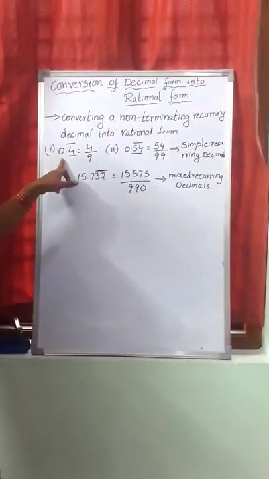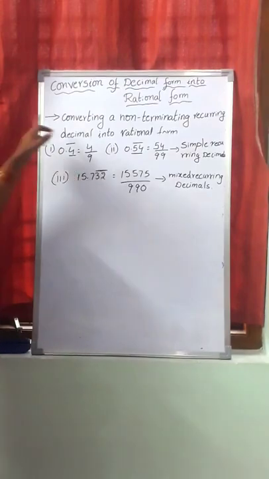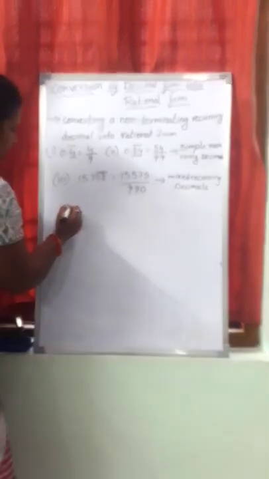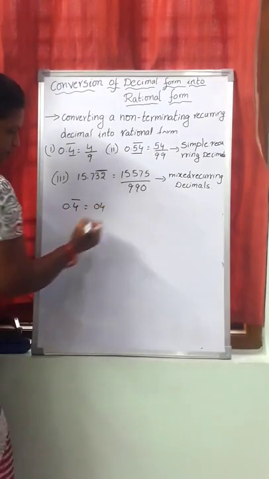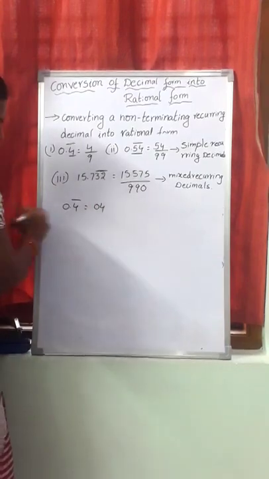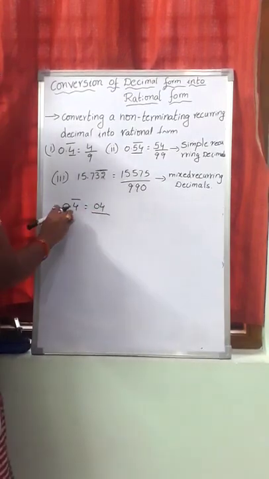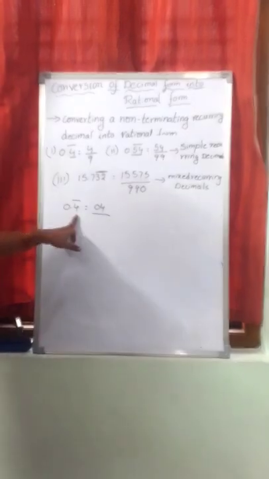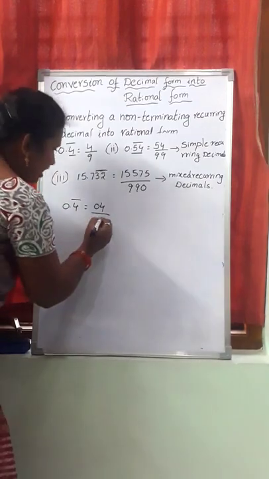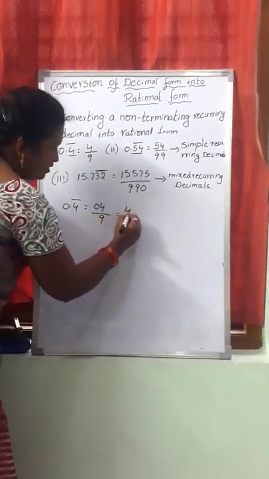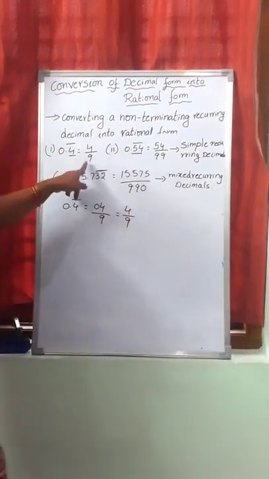See, if it is a simple recurring decimal, the simple trick to convert it into the rational form is: remove the decimal and write the number, whatever you are having, divided by as many 9s as the number of places recurring. Here only one place is recurring, so we write one 9. So, the value is 4 by 9.